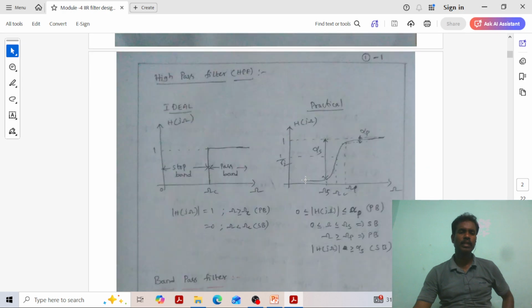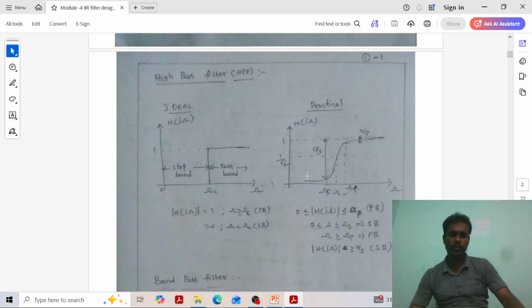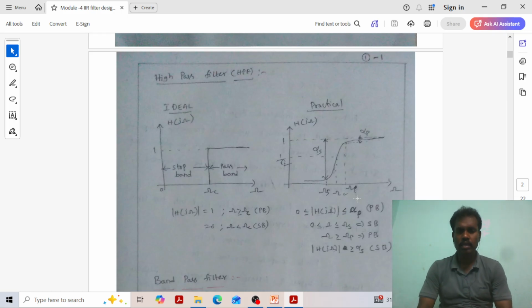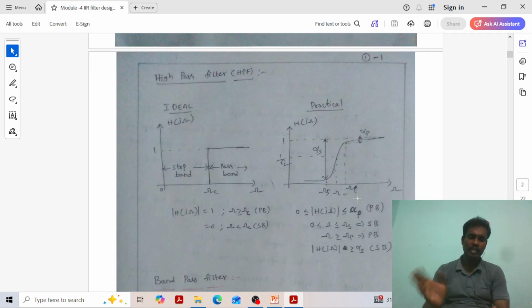Similarly, we can see for the high pass filter. The high pass filter is also the same. First we will get the stop band, next we will get the pass band. Here also we can locate omega c, omega s, and omega p. So in high pass, omega s is less than omega p. First we will get the stop band, next we will get the pass band.